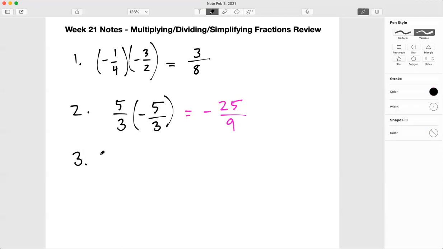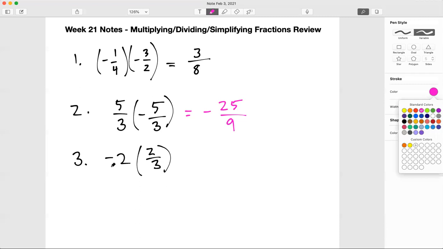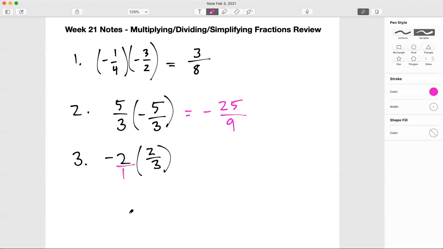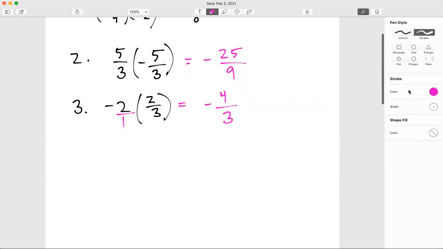How about number 3? Negative 2 times 2/3. Now, what do you do when you have just one number by itself that's not a fraction? Here's what you do. You put it over 1. Now it's a fraction. You can do that to any whole number, and it will still be the same thing. So 2 times 2 is 4, negative 4, because it's negative 2. And then 1 times 3 is 3. Cannot be reduced.